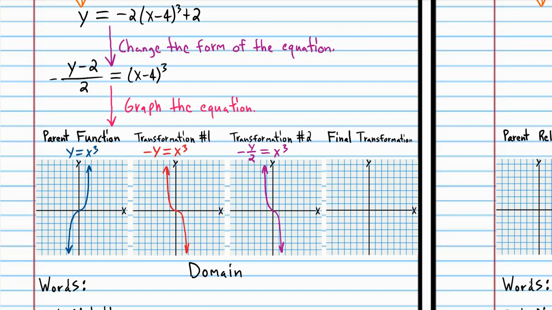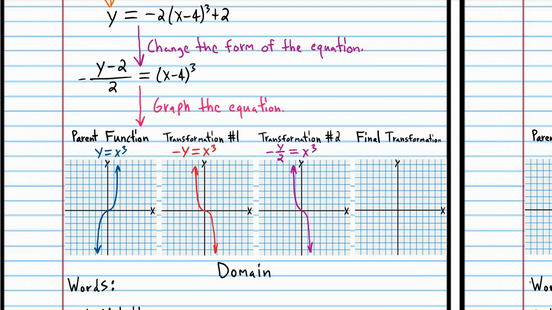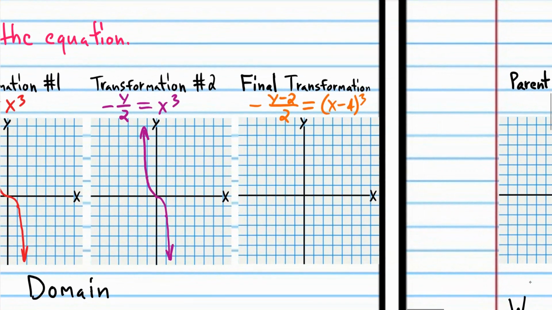And then we're going to translate. So I'm going to replace y with y minus 2 and x with x minus 4. So that means we're going to move the graph 4 units to the right and 2 units up. So 1, 2, 3, 4, 1, 2. Whoops. So that's what the graph looks like.